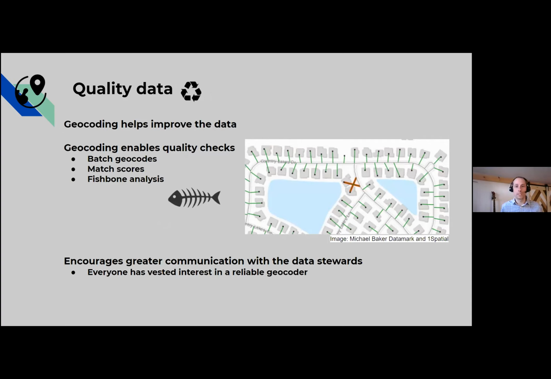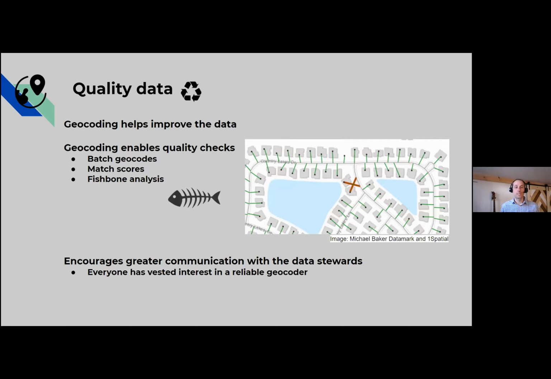And we know that those are pretty solid, valid addresses. And for fun, we just push the whole batch of those addresses against our geocoder and see what falls out. The things that fall out or don't geocode are probably suspect issues in the data, areas that we can correct the data and make the data better. We monitor match scores as well.